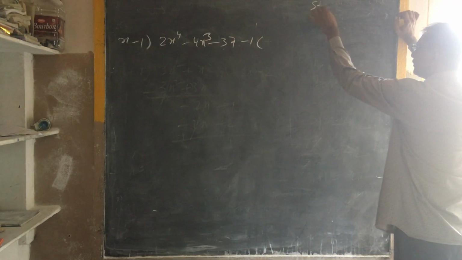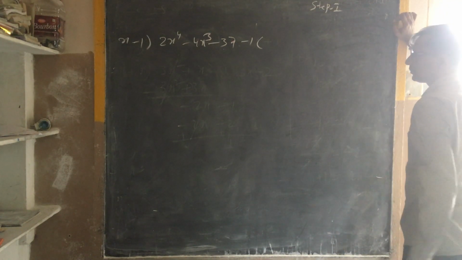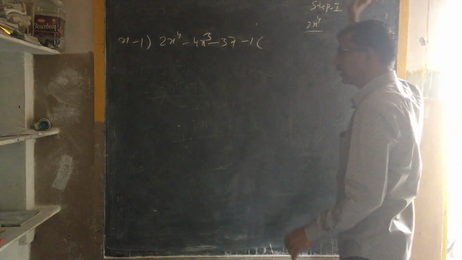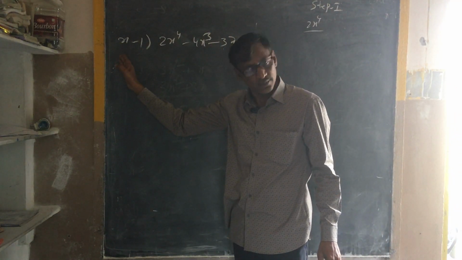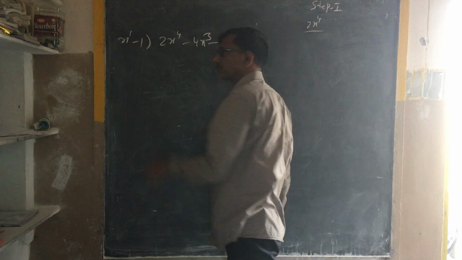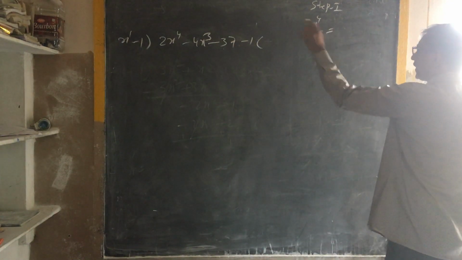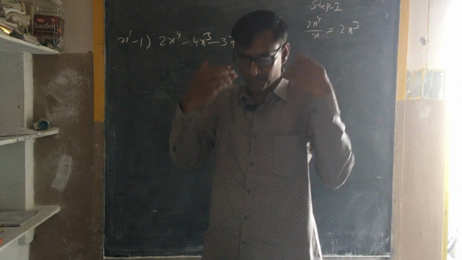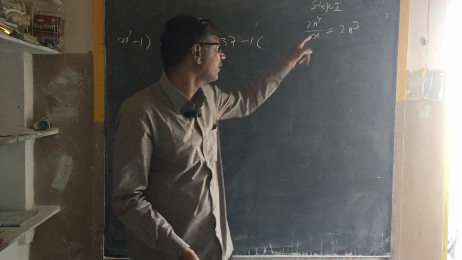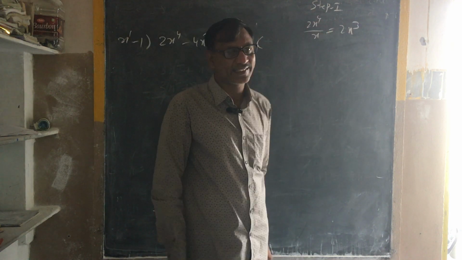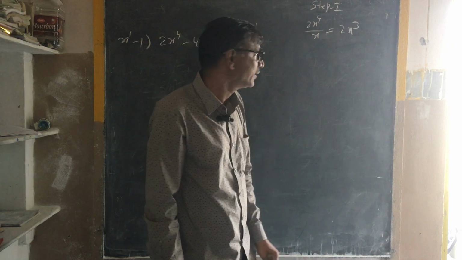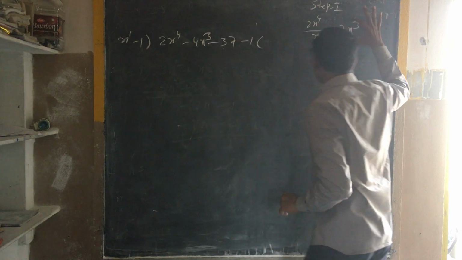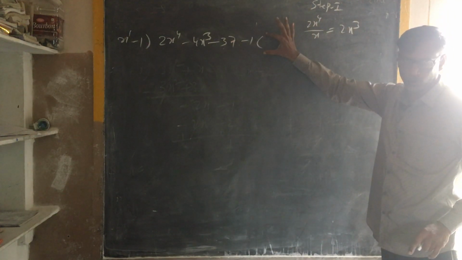In step 1, 2x to the power of 4 divided with highest degree of my divisor, that is x. Clearly, it is 2x cube because 2 times x times x times x times x by x, 1x gets cancelled, again we get 2x cube. Only 1x gets cancelled, right? This is my quotient, it is multiplied with my divisor and the quotient must be written down here. Don't forget to write.